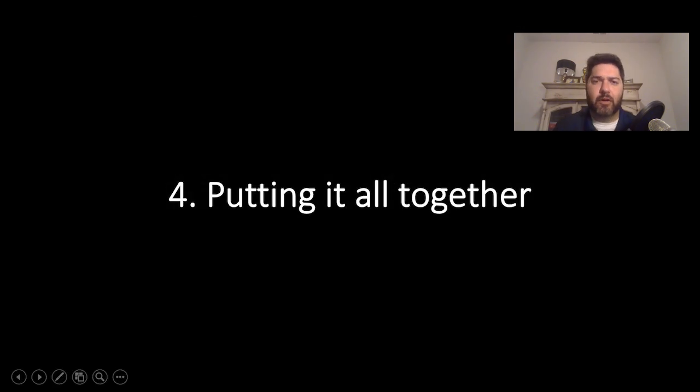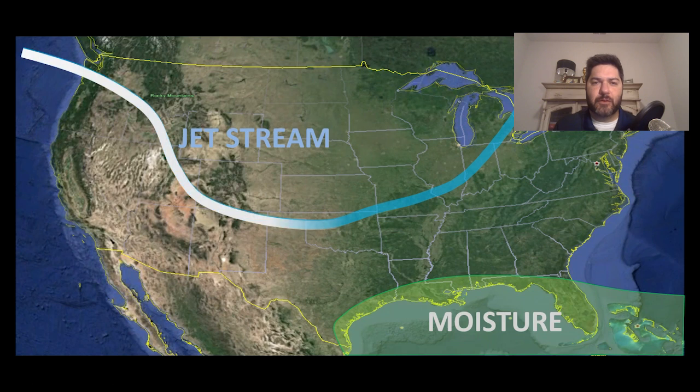So, putting it all together. Here's the situation that was the case on May 31st, 2013. You had this jet stream that was diving from the Pacific Northwest to the southern plains, and you had the moisture over the Gulf of Mexico ready to be drawn up into the plains. So, how did that happen?